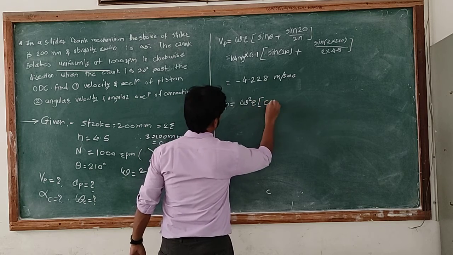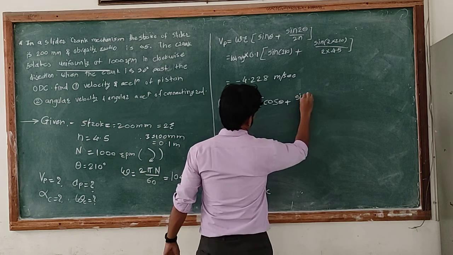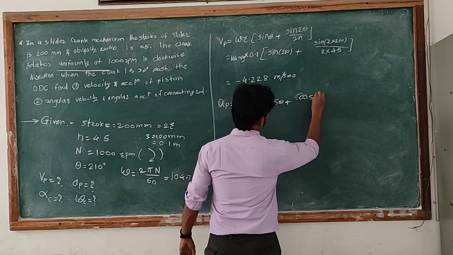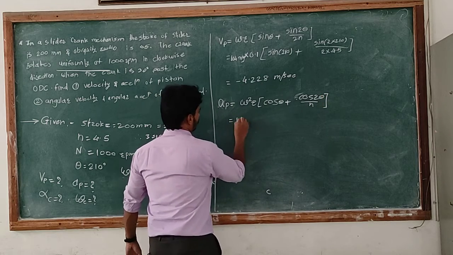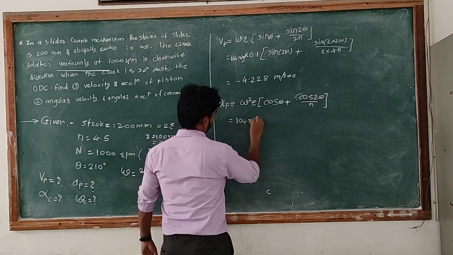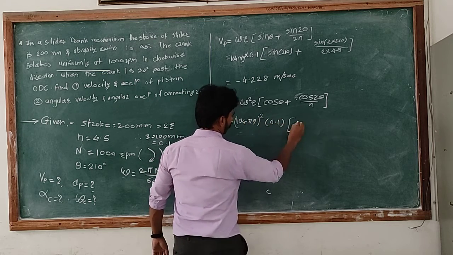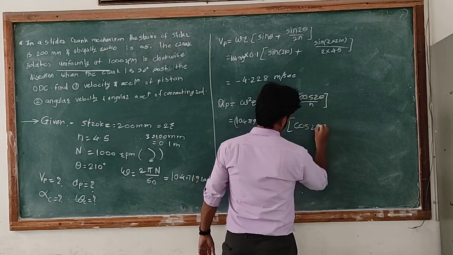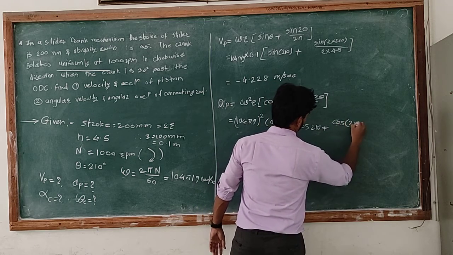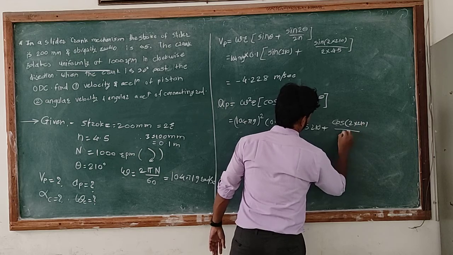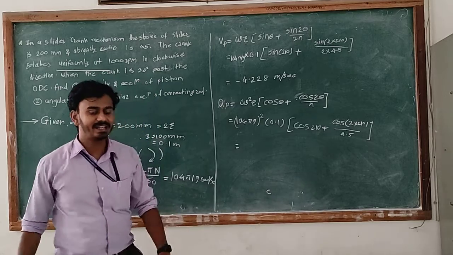So this formula is omega square r into cos of theta plus cos of 2 theta divided by n. Okay, so omega is 104.719 square into 0.1 into cos of 210 plus cos of 2 into 210 divided by 4.5. As we put this value, we will get the answer.